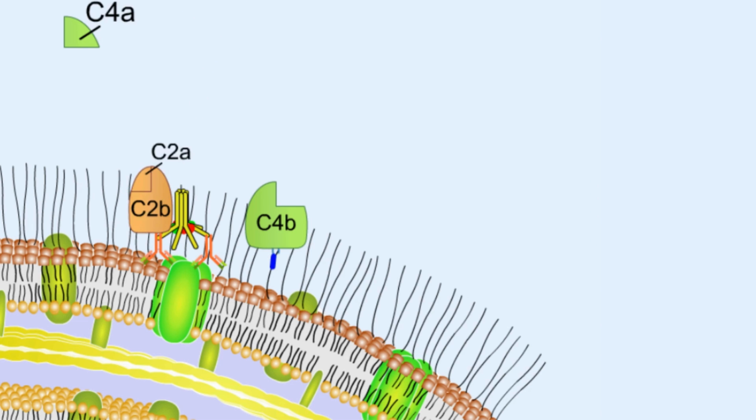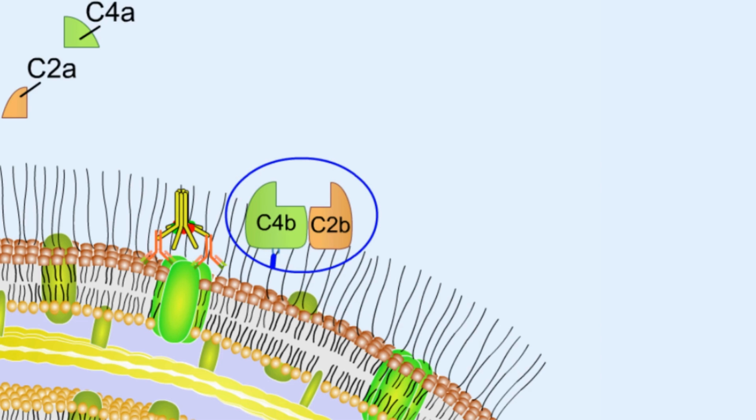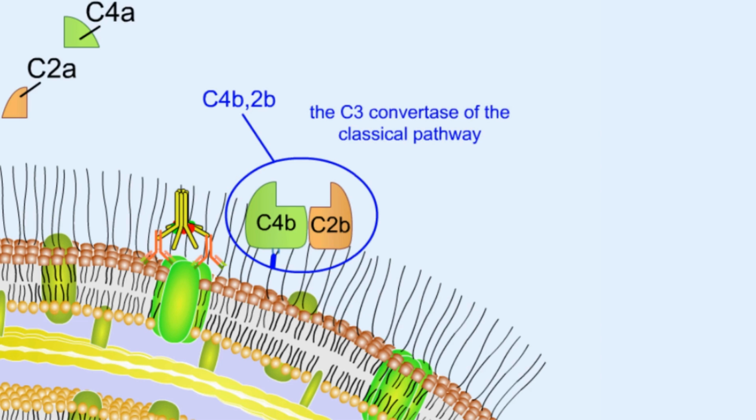Then C2 comes in and is cleaved again into C2a and C2b. C2b is diffused and C2a is taken and adhered to the C4b. Now we have the C4b and C2a complex together. This complex has a tendency to cleave the C3 complement. That's why it's known as the C3 convertase, because both of them have an enzymatic activity to cleave C3. It's known as the C3 convertase of the classical pathway.